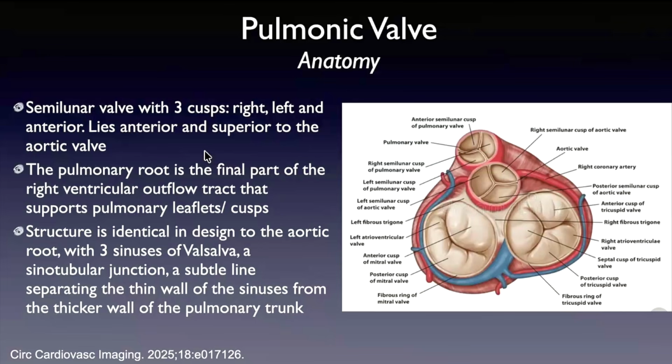They're reported to be similar to the aortic valve, actually with 3 sinuses. But if you pay attention to some of the echocardiograms, you can get the sense of the pulmonary root just above the pulmonary valve cusps. And there's a sinotubular junction, which is a subtle line separating the thin wall of the sinuses from the thicker wall of the pulmonary artery. Very similar to the sinotubular junction that we have for the aortic root.